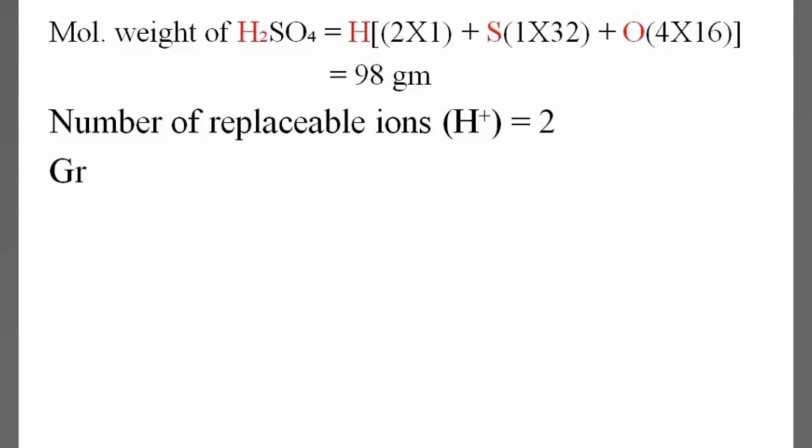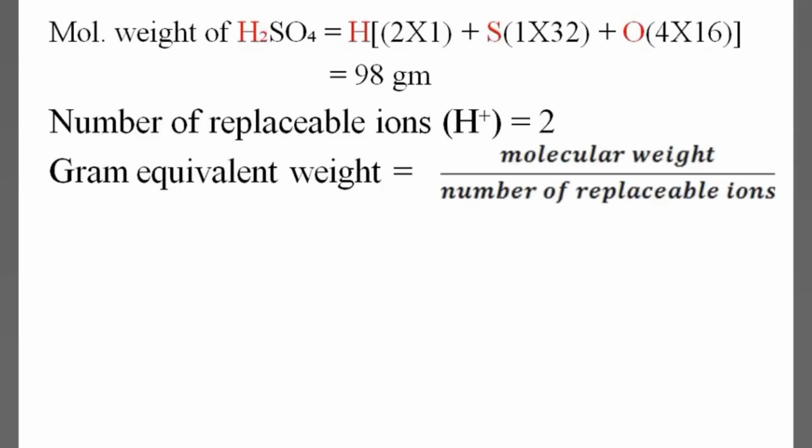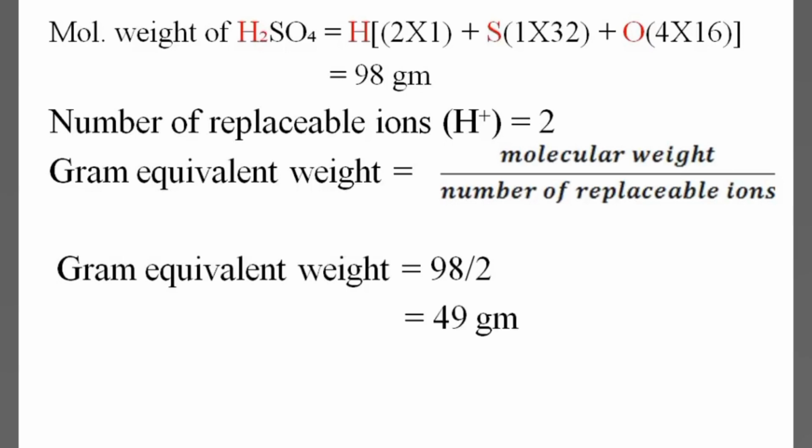Okay. Now, gram equivalent weight is very important for normal solutions. What is gram equivalent weight? It is the molecular weight divided by the number of replaceable ions. The molecular weight, as we know, is 98 grams, and the number of replaceable ions is equal to 2. Put in the values and we get the equivalent weight, which is equal to 49 grams.